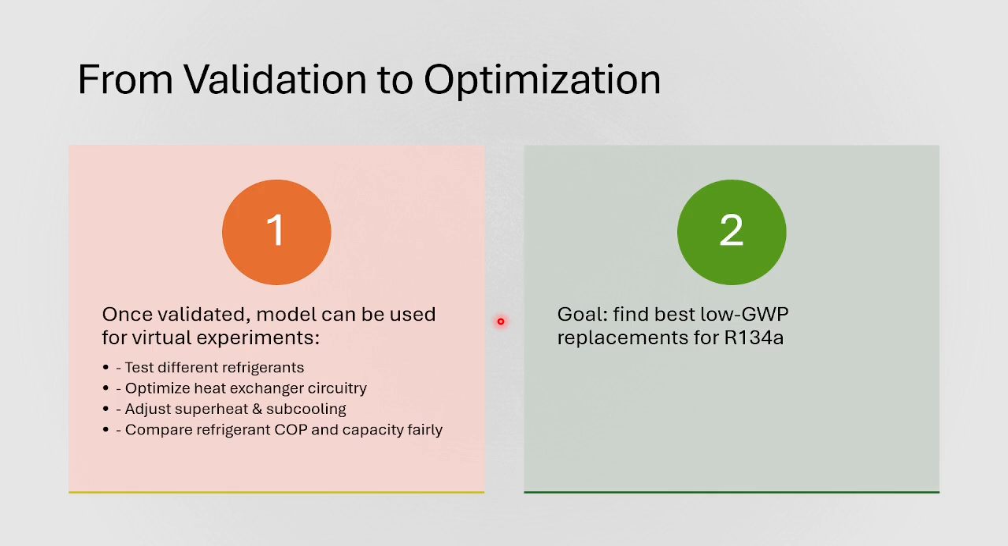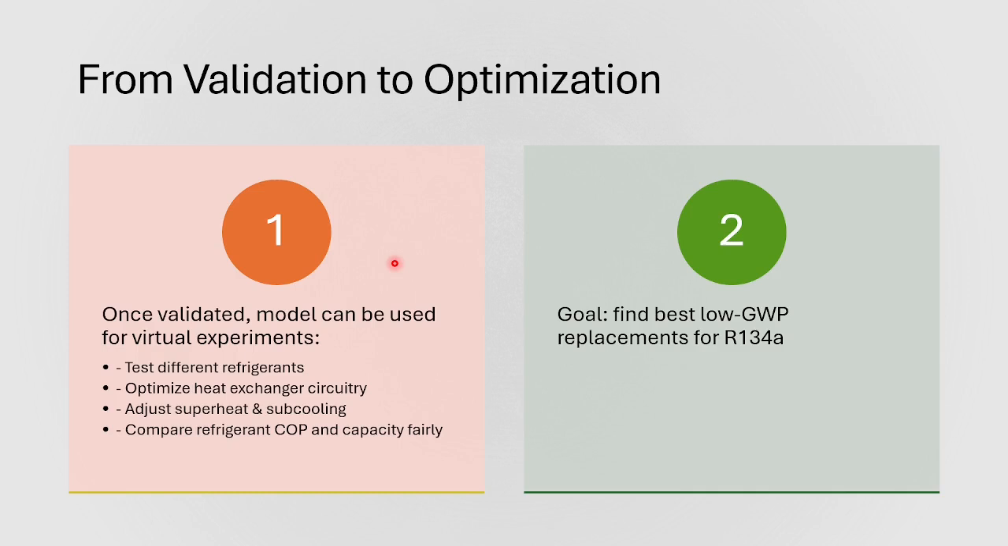From validation to optimization. Validation gives us the confidence. Once validation is successful, we can confidently move towards the optimization. This means tweaking design parameters like the heat transfer fluid temperatures, superheating, subcooling temperatures, circuitry optimization, or refrigerant change, so as to maximize the efficiency and evaluate the performance virtually without needing hundreds of lab experiments.